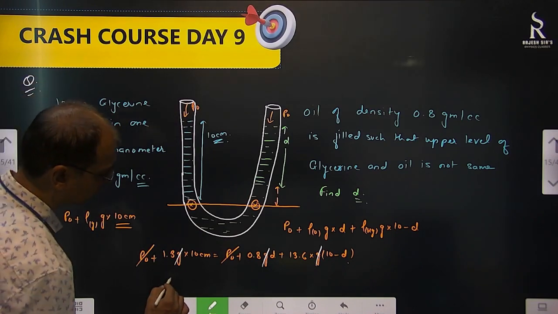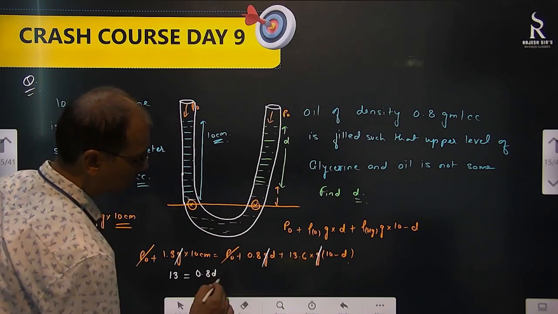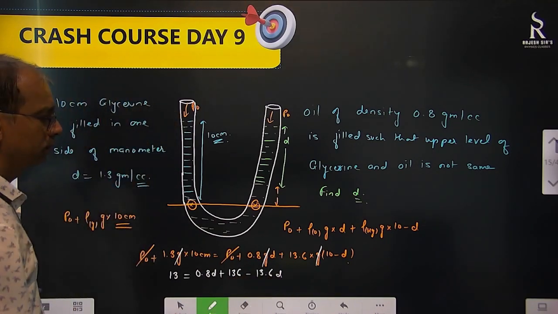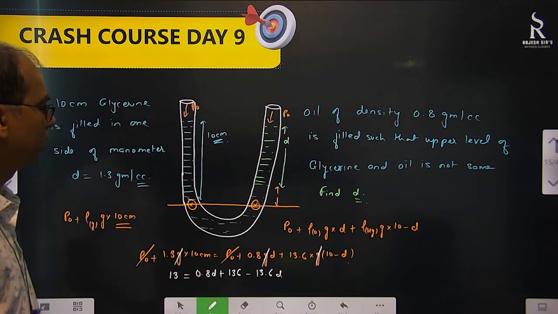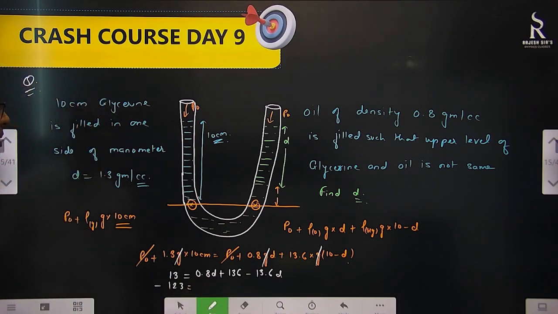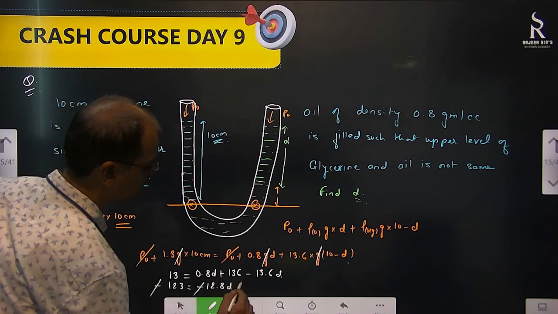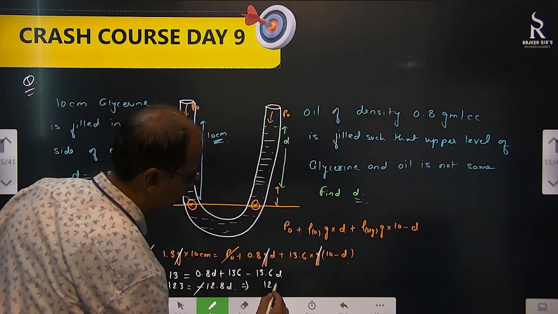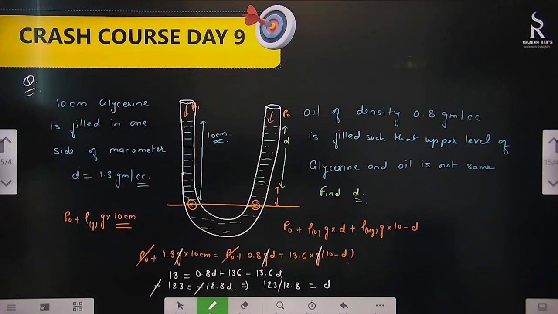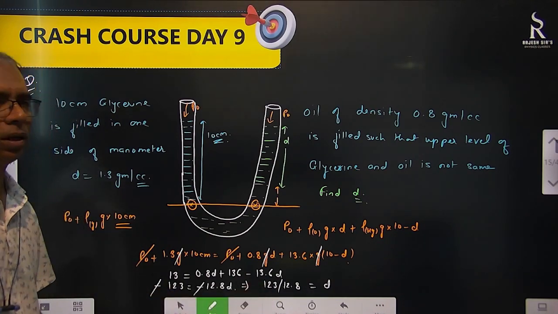What do you have? 1.3 into 10, so that is 13. Here 0.8D. 13.6 into 10, 136 minus 13.6D. Okay, bring it over here. 136 minus 13, that is 123, minus 123, and here is 0.8D minus 13.6. How much will it be? 12.8. Minus 12.8. Okay, so answer is coming 123 by 12.8. That's the value of D in centimeter. Okay, slightly less than 10. Slightly less than 10 is the answer.